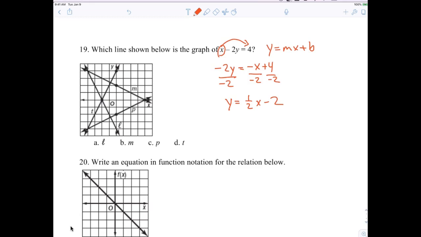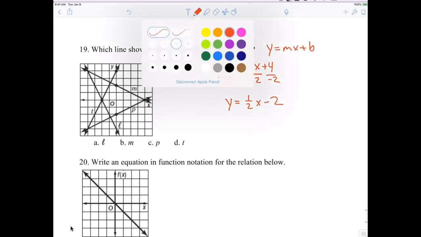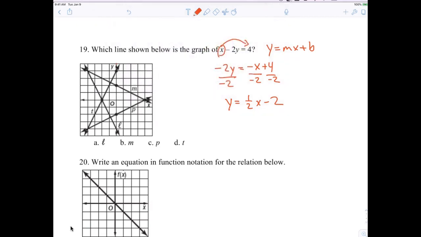1/2 x minus 2. Now again, I want to just double check and verify if you're looking at your y-axis, just to make sure I'm not making a mistake, and my x-axis. And I'm looking for a line that has a y-intercept of what?